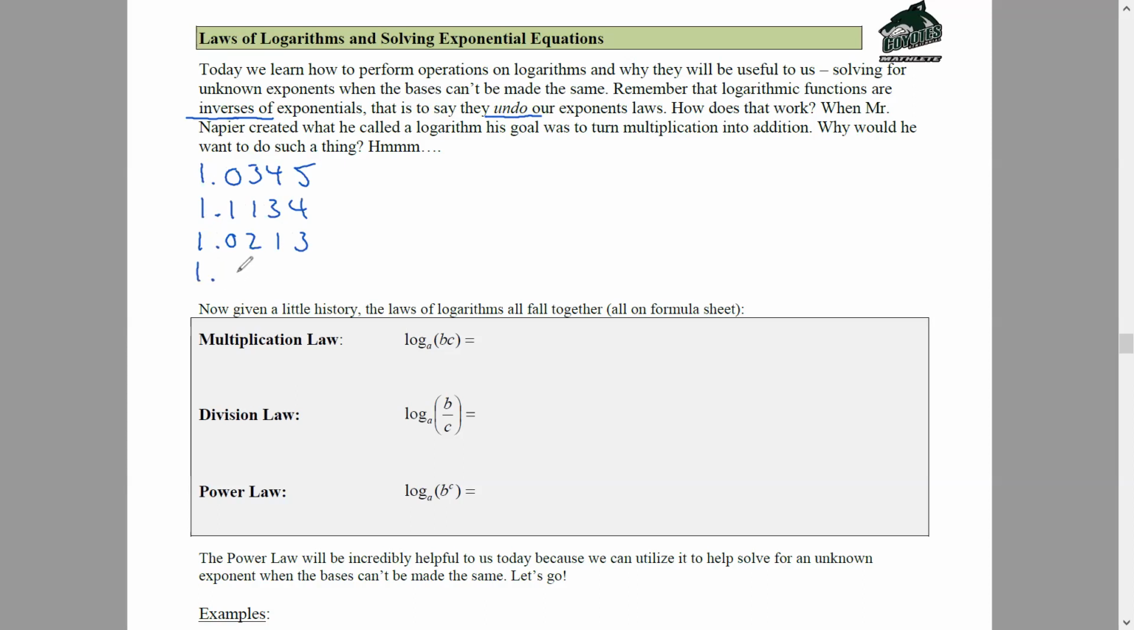But they were getting these long decimal numbers. I don't remember this story, but for some reason they had to multiply these things together without a calculator. This is like the 1500 or 1600s. Can you imagine doing that without a calculator? You're going to screw up.